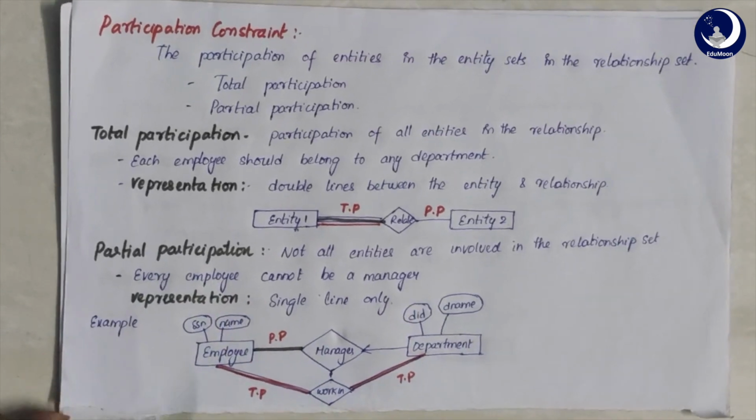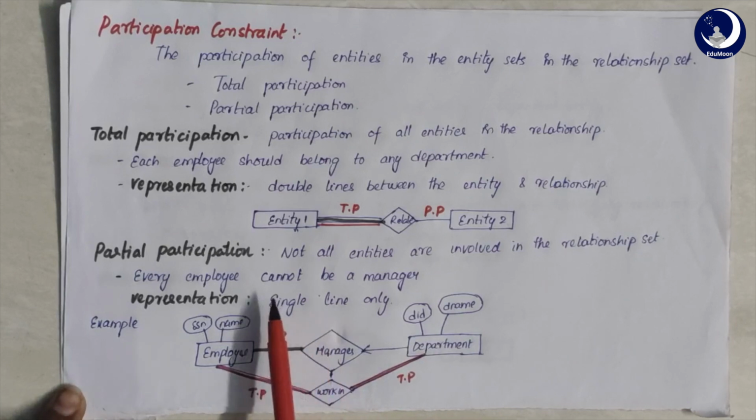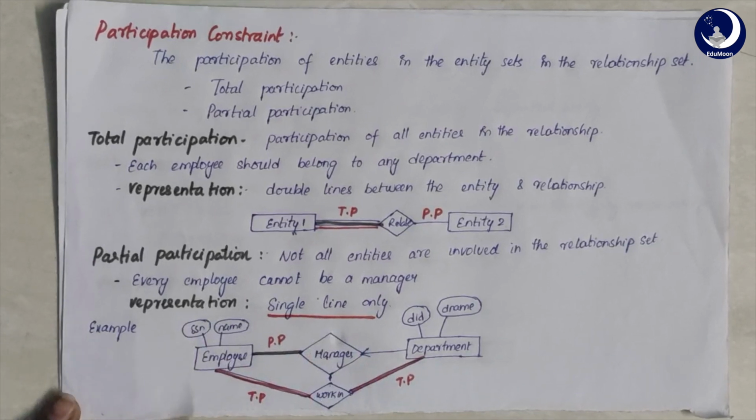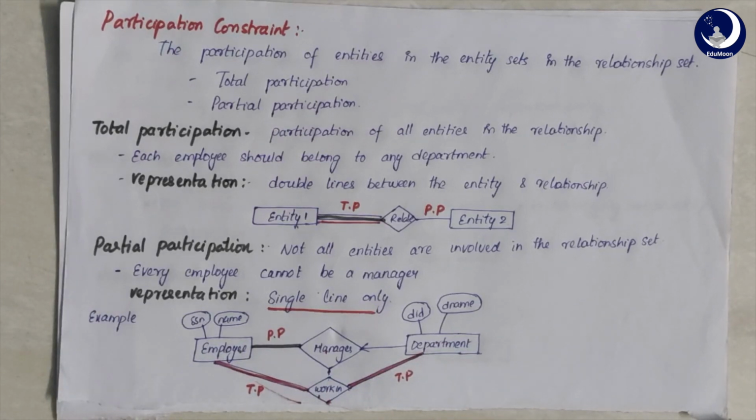Now let's see an example where you'll see both participations. Here we have two entity sets, employee and department, and we have a relationship of employees managing the department. The employee to manager relationship is a partial participation, so we represent it using a single line only. And when it comes to total participation, that is, employees working in each department, it will be total participation. And we represent it using double lines from the employee to the works in relationship and then to the department. So this completes the participation constraints.